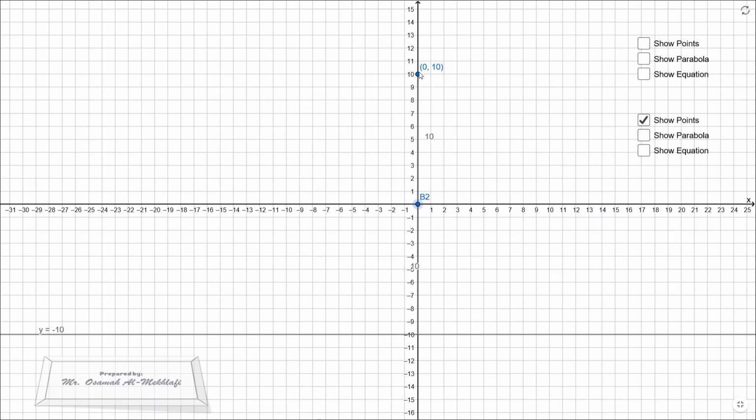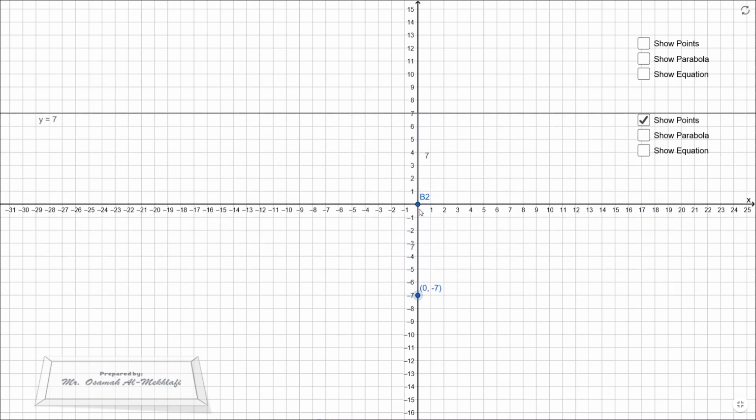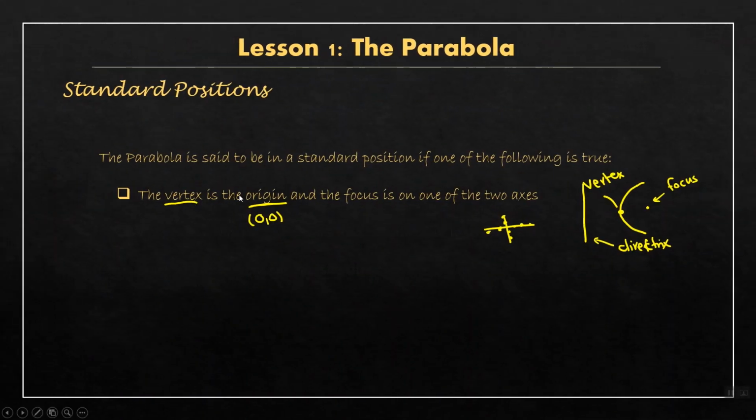Also, even if you move this in the opposite, negative direction, as long as the focus is on one of the axes, and as long as the vertex is at the origin, we say that this is a standard position. It has to be both of them, though. They have to tell you that the vertex is at the origin, and they have to tell you that the focus is on one of the two axes. In this case, you know that this is going to be a standard position.